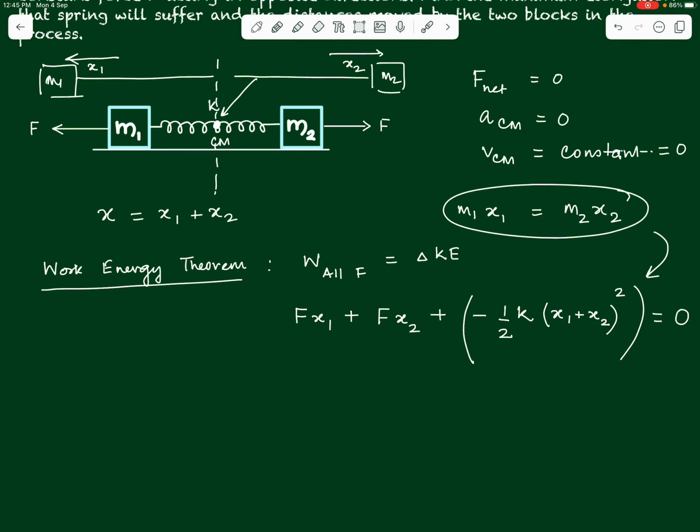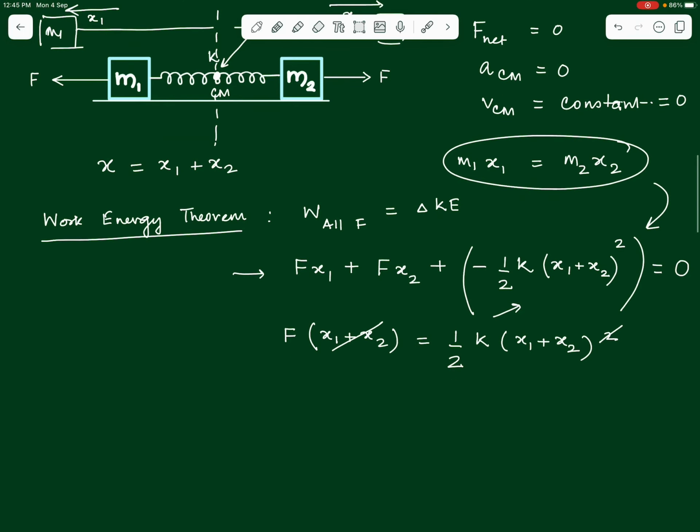How do we solve it? The first thing is, if we solve this particular equation slightly, we can take f common here, write this as x1 plus x2 and take this term on the other side of the equality sign so that it becomes half k x1 plus x2 whole squared. One term in x1 plus x2 will cancel out on both the sides, and from here we can easily get the value of x1 plus x2, which will come out to be 2f by k. Understand that x1 plus x2 is nothing but x, the extension in the spring.